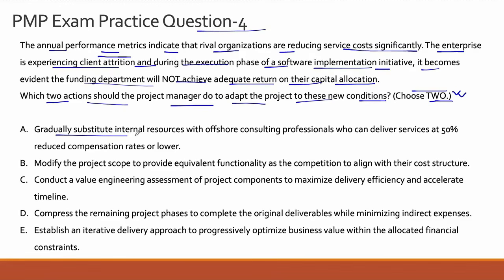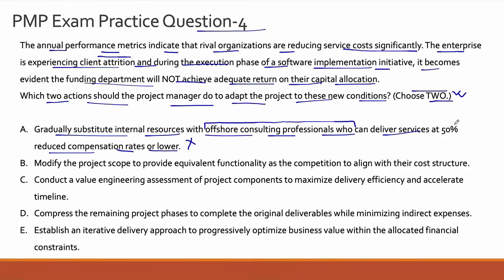Option A, gradually substitute internal resources with offshore consulting professionals who can deliver services at 50% reduced compensation rates or lower. Okay, so this is incorrect, guys, because firstly, during the execution stage of the project, doing this replacement at this point in time might call for a lot of complexities in terms of contracting, in terms of the way your procurement contracts or procurement management plans are designed. So that is the first part of it.